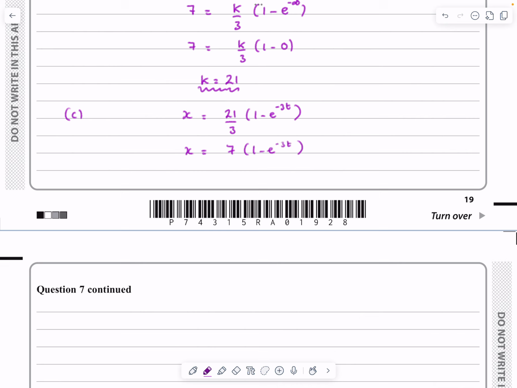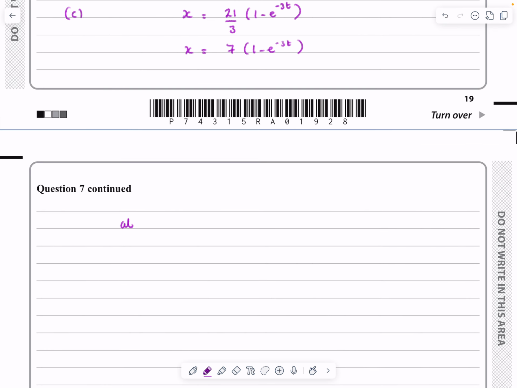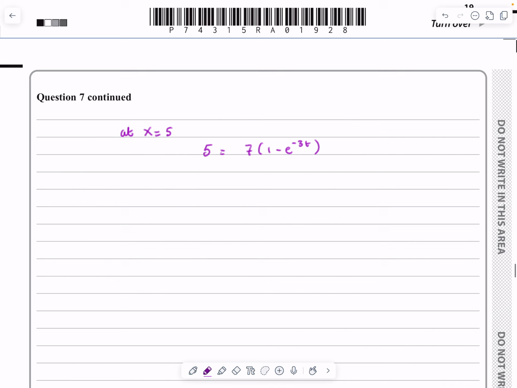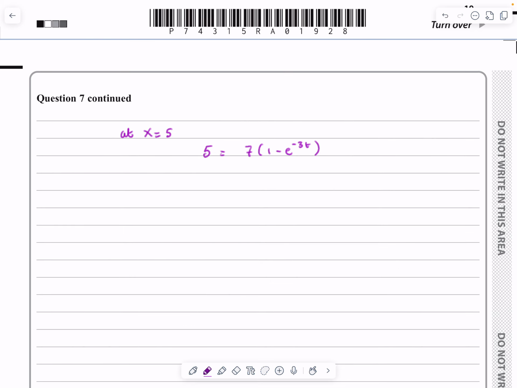to the minus 3t. And then they've said x is going to be equal to 5. So x equals 5. I'm going to try and work out what t is. So 5 is equal to 7, 1 minus e to the minus 3t. And this is a slightly simpler thing now to do to try and rearrange and get t. So 5 over 7 is 1 minus e to the minus 3t, which means that e to the minus 3t then is 2 over 7 by rearranging all that.